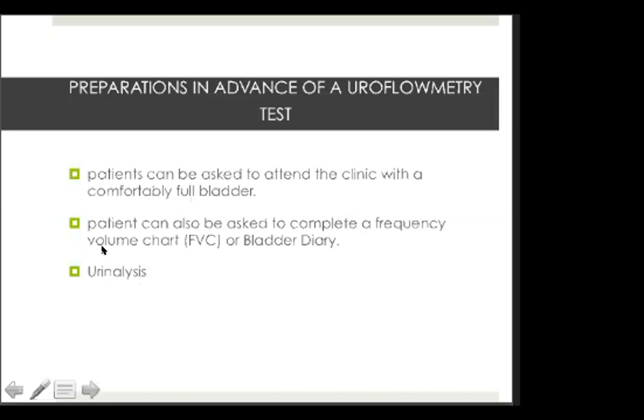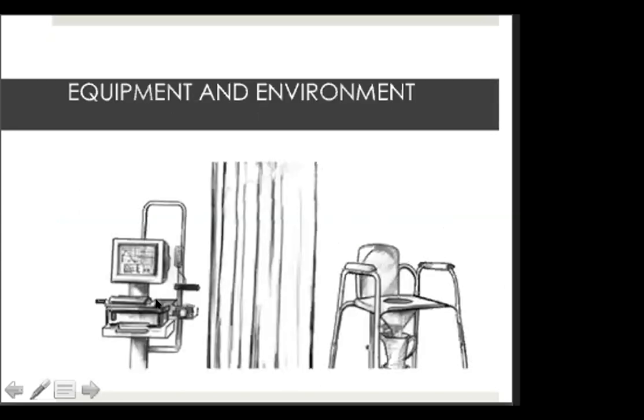So we should rule out that the patient has a UTI, because it can affect our results. So for the equipment and environment, a suitable environment for uroflowmetry is a must. The uroflowmeter should be quickly accessible from the waiting area if the patient experiences urgency. And the patient should also have privacy. There should be a curtain as a division between the machine and the commode where they will void.